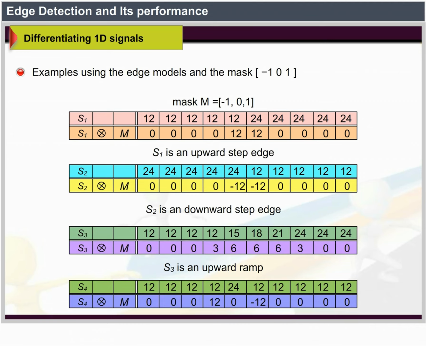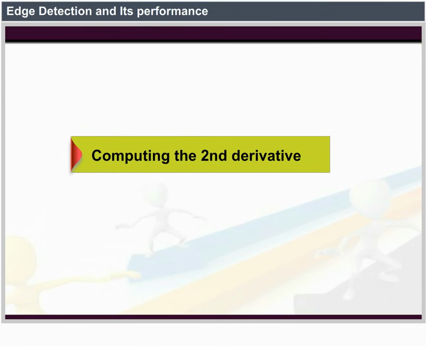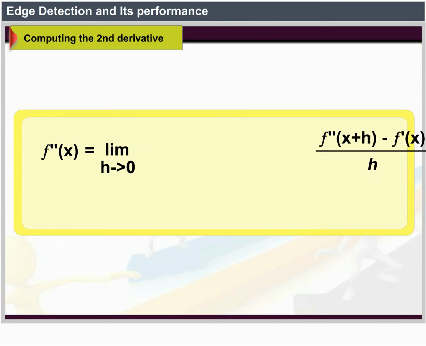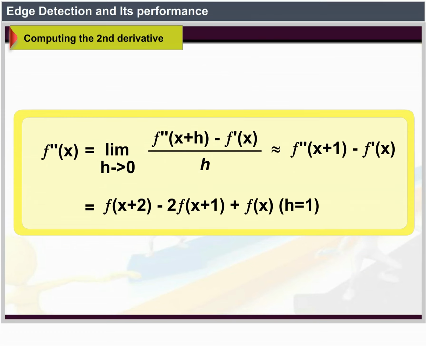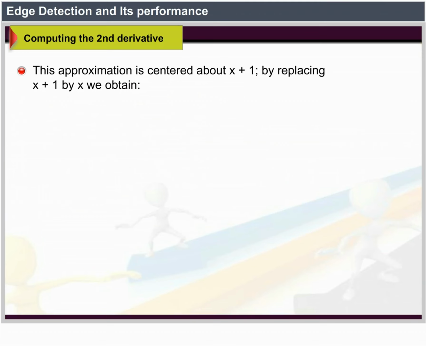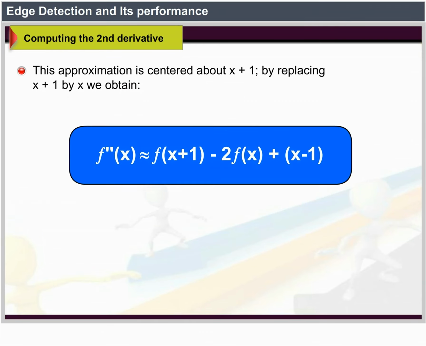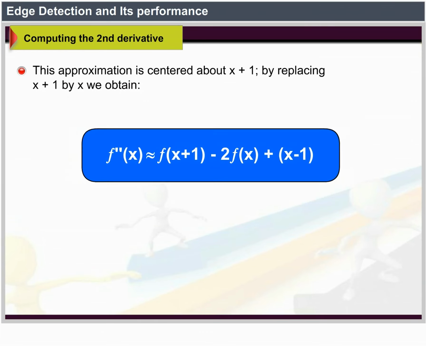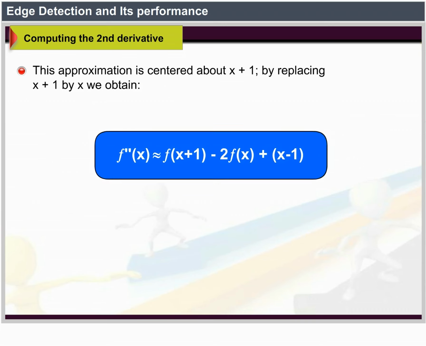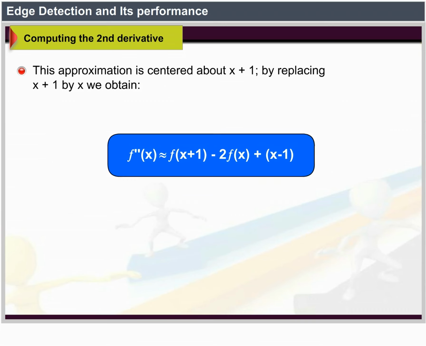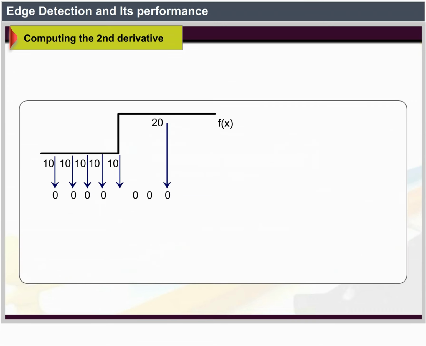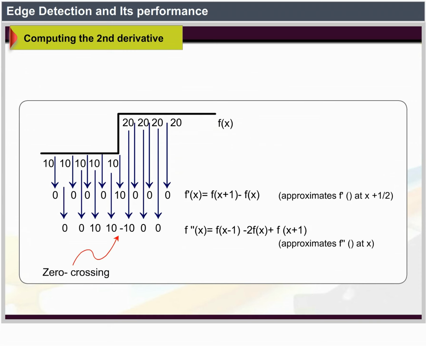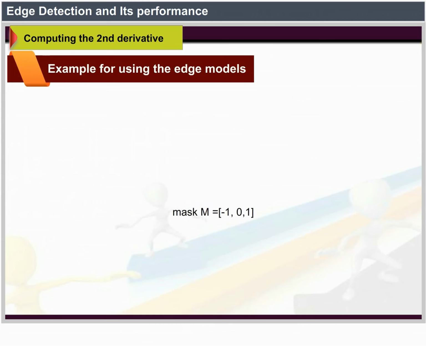Computing the second derivative: the equation is seen on the screen. This approximation is centered about x plus 1. By replacing x plus 1 by x, we obtain a different set of equations. We will now see an example using the edge models.